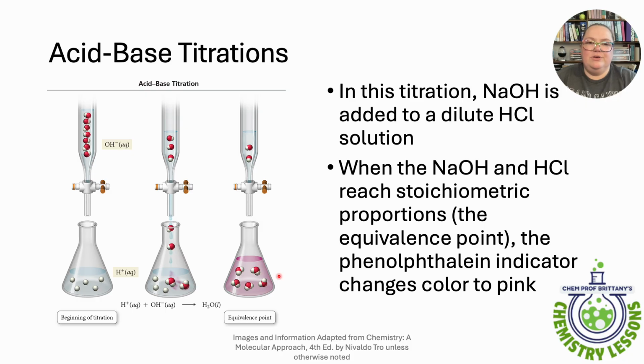So here in this titration, we've got NaOH being added to dilute hydrochloric acid, and when the NaOH and hydrochloric acid reach stoichiometric proportions, which is that equivalence point, the phenolphthalein, in this case, that's why it's pink, indicator will change from clear to pink. This will be different depending on what acid and base combination you're using, and therefore what indicator you're using. But when you're using NaOH and HCl, you use phenolphthalein, and it turns from clear to pink.